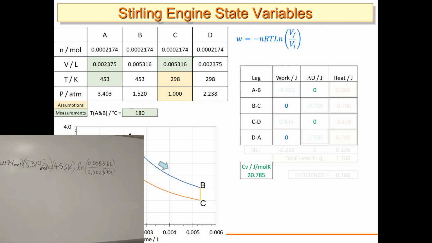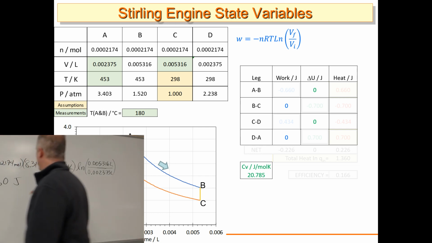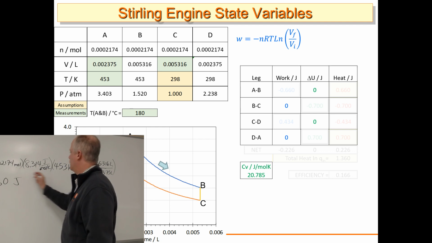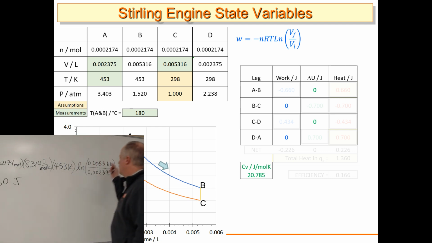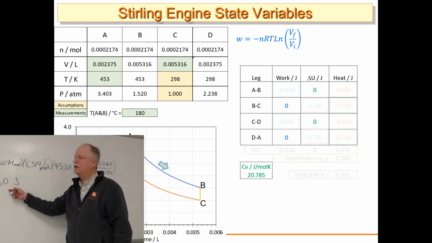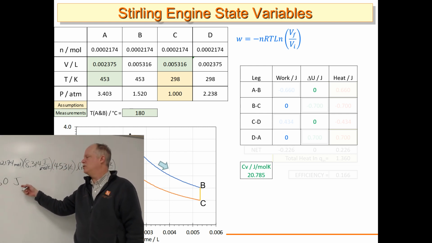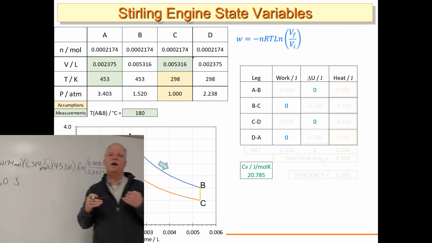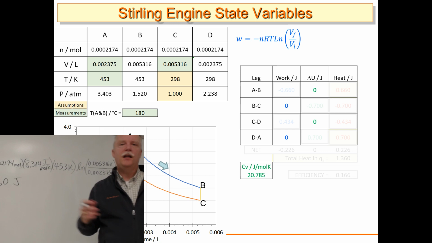And it ends up being negative 0.66 joules. So the moles cancel, that's another thing. Always check your units. The liters cancel each other, so your argument for the logarithm is unitless. That's a good requirement. And then we're left with joules. So it's negative 0.66 joules. What does that tell us? That tells us that the system did work on the surroundings when it expanded. And that makes sense.